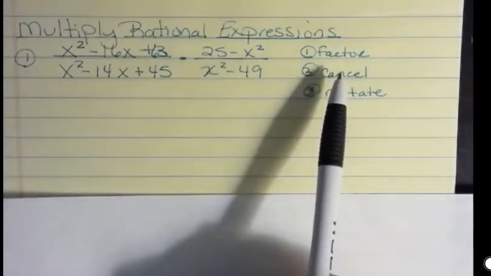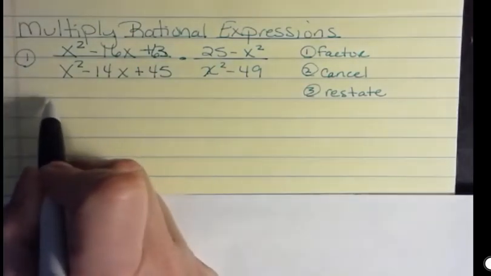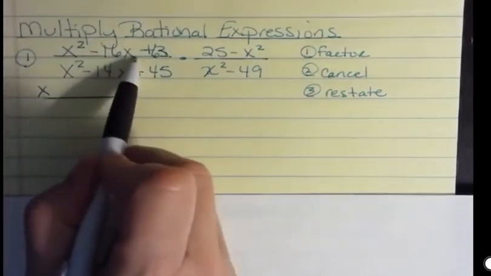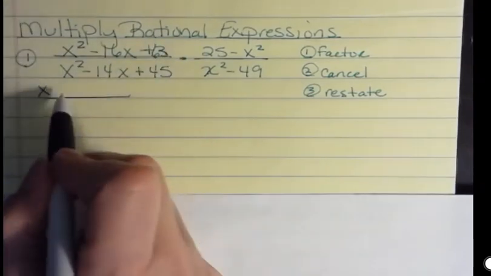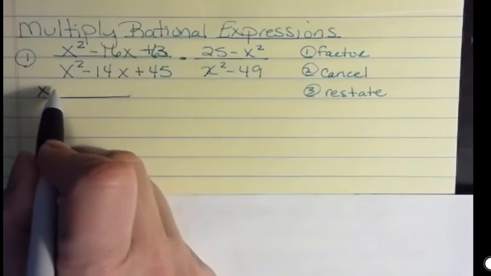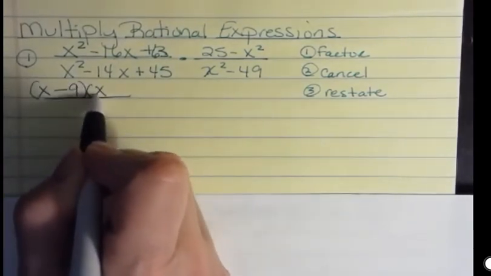What I have to do is factor, cancel, and then restate my answer. So I'm going to factor the numerator here. I have x squared minus 16x plus 63. I know that 9 and 7 add to 16 and multiply to 63, so x minus 9 and x minus 7.